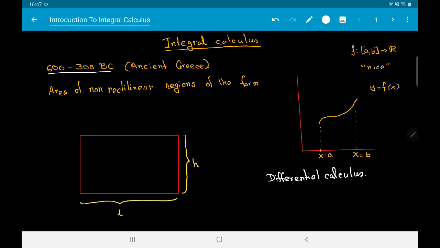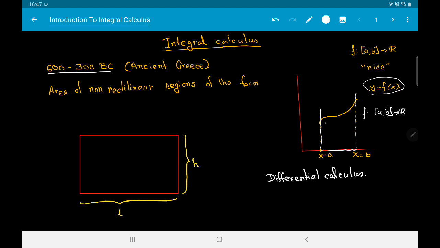So what kind of area they were looking at is as follows. Suppose that you are given a function f(x) on an interval. Suppose you have a closed and bounded interval [a, b], and f is a function from [a, b] to R, and suppose you have plotted the graph of the equation y equal to f(x), and you want to determine the area which is bounded above by the graph of the function y equal to f(x), bounded on the left hand side by the line x equal to a, on the right hand side by x equal to b, and below by the x-axis.